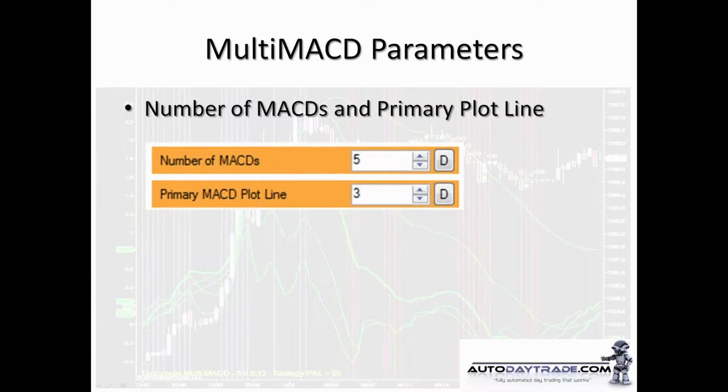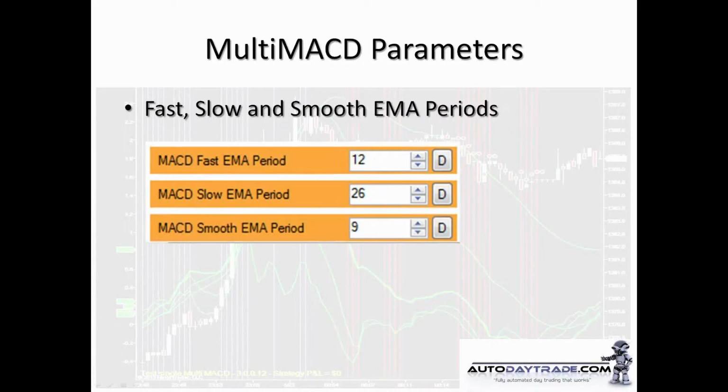The number of MACDs and the primary plot line tell the MACD how many plot lines to create and which one is, visually anyway, the primary line. We'll get to just how they're created in a minute here. Today we're going to create a robot with 5 lines.